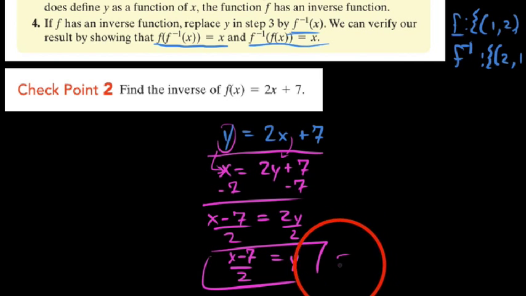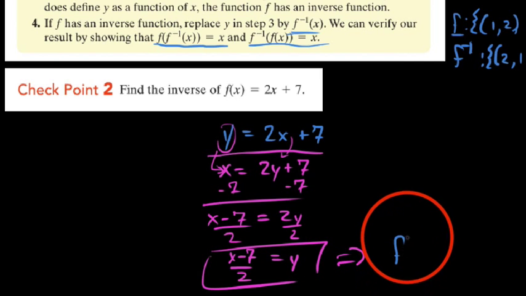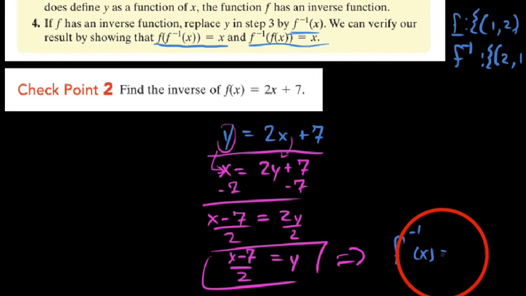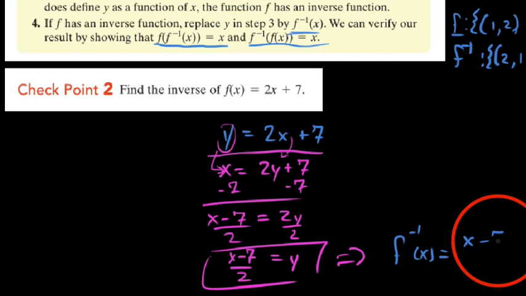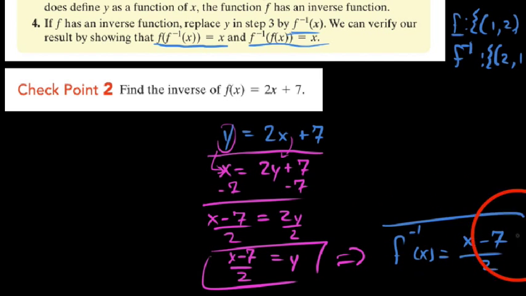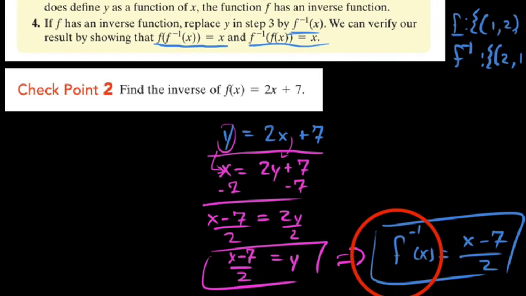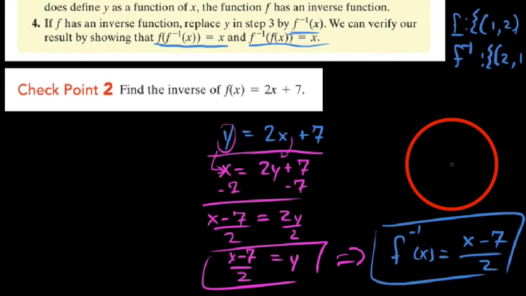But the next thing we want to do is essentially this. We want to say, well, instead of y, we're going to write f inverse of x, and we're going to say (x minus 7) over 2. And I know this is a function because we didn't get some sort of plus or minus that's going to cause us to get two outputs for a single input. But basically, we say these two functions are inverses.